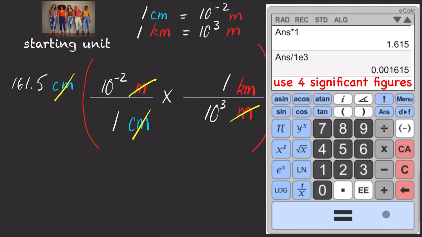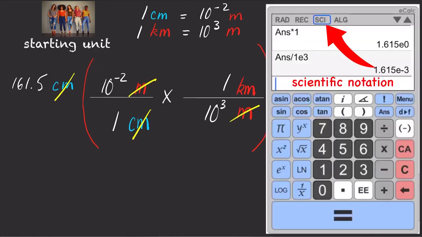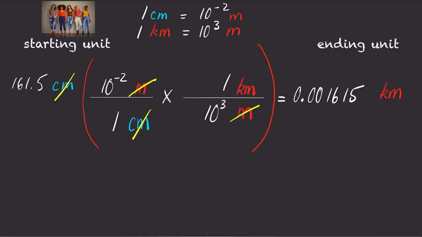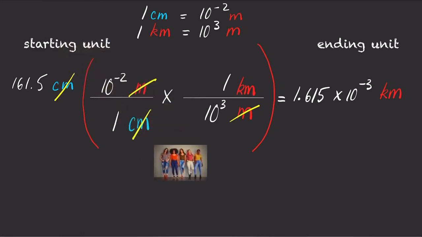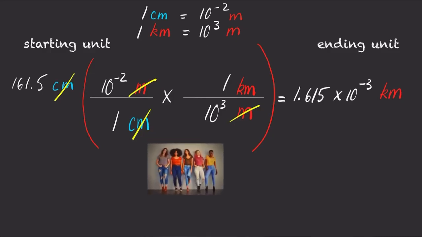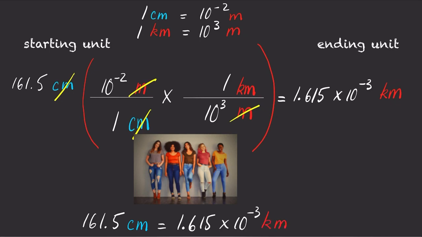Round to 4 significant figures, and the answer is 0.001615 kilometer. Using scientific notation, this can be written as 1.615 times 10 to the negative 3 kilometers. Since it takes a lot of centimeters to get 1 meter, and a lot more on top of that to get from meters to kilometers, the conversion from centimeter to kilometer should leave us with a much smaller number. Our answer makes sense.